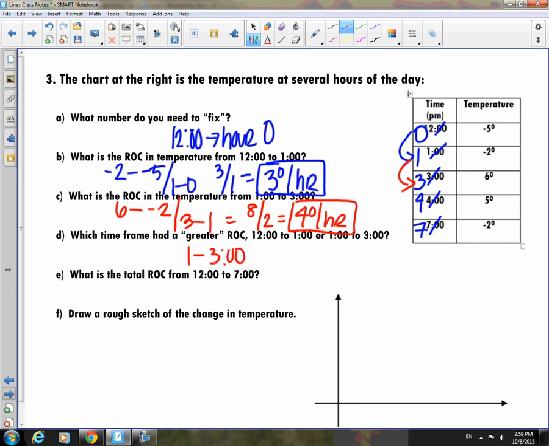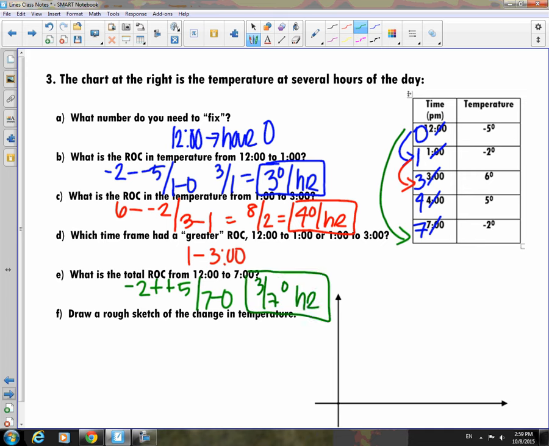What is the total rate of change from 12 to 7? So if we look at this entire rate of change from our entire day, we'd be looking at -2 minus -5 over 7 minus 0. So we'd be looking at -2 plus 5. Well, again, watching our negatives here. So that would be 3/7. And then we can just leave that a fraction because that doesn't simplify. Add our label, degrees per hour.